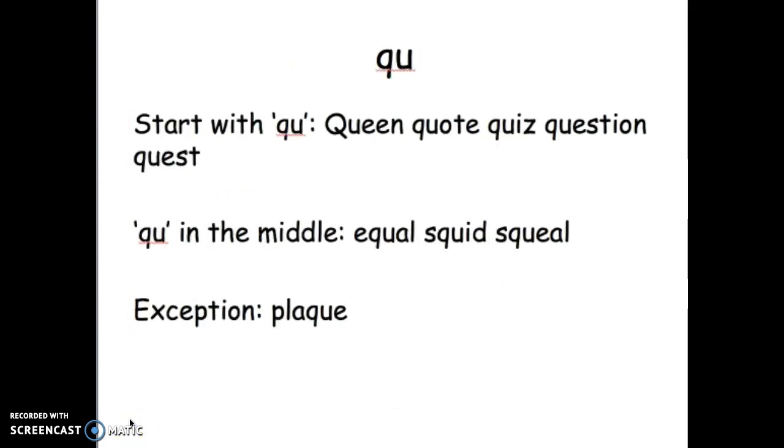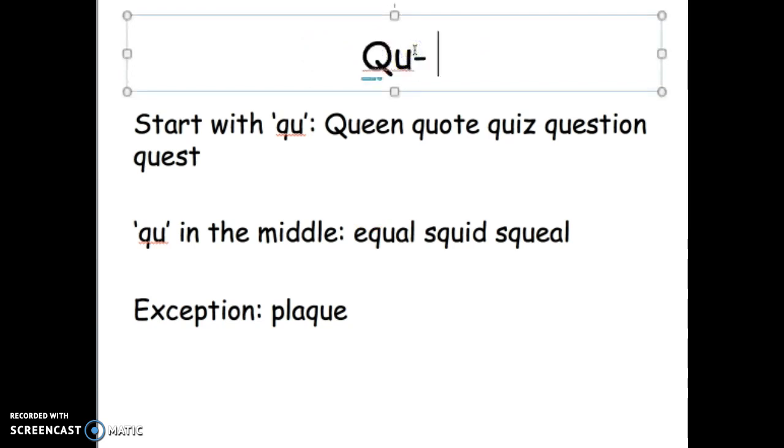Okay, so now we have the quit sound. The letter Q is usually followed by U, and then it says the quit sound. So often we pronounce it with a KW, quit. Some words start with the QU sound, as in queen, quote, quiz, question, quest, and sometimes we have QU in the middle of a word. So for example, equal, squid, squeal, earthquake, squelch, squeeze.